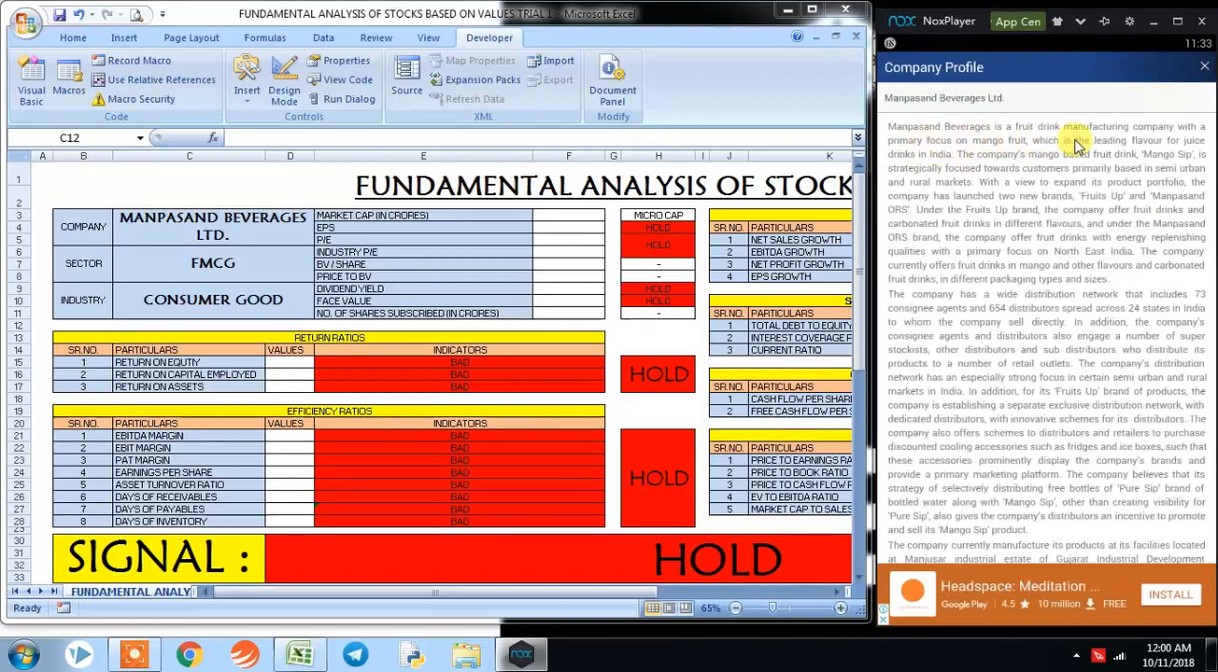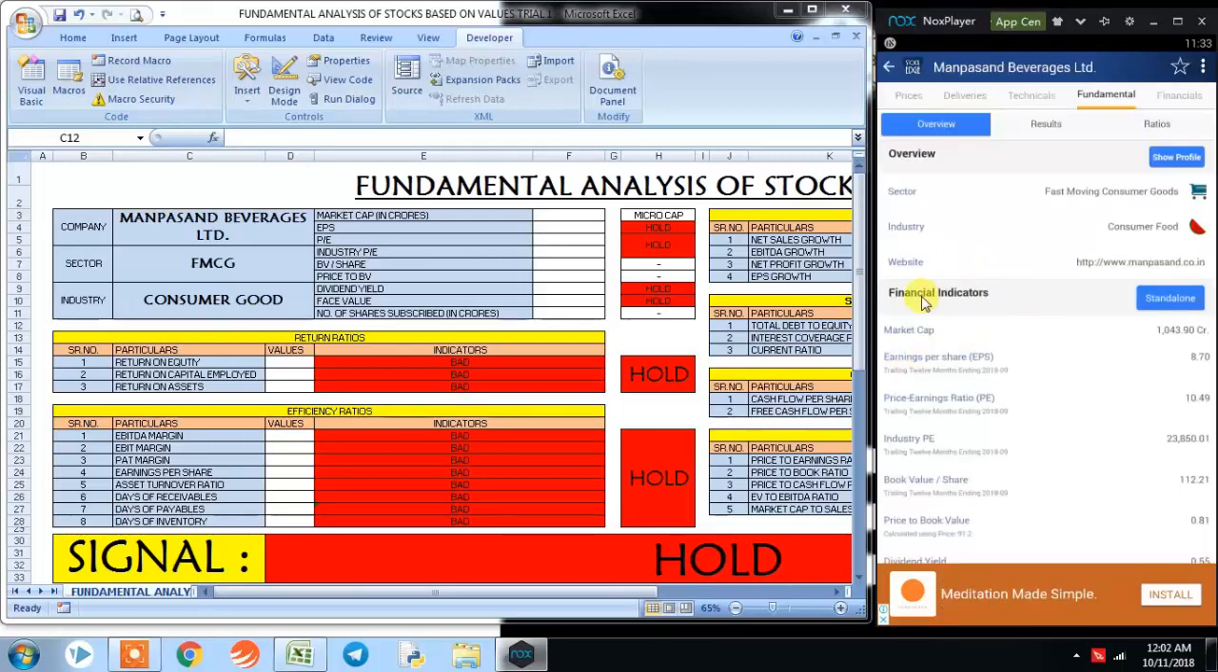MANPASAND Beverage is a fruit drink manufacturing company with a primary focus on mango fruit, which is the leading flavor for juice drinks in India. The company has a wide distribution network that includes 73 consignee agents and 654 distributors spread across 24 states in India to whom the company sells directly. In addition, the company's consignee agents and distributors also engage a number of super stockists, other distributors and sub-distributors who distribute its product to a number of retail outlets. So this was about the company.